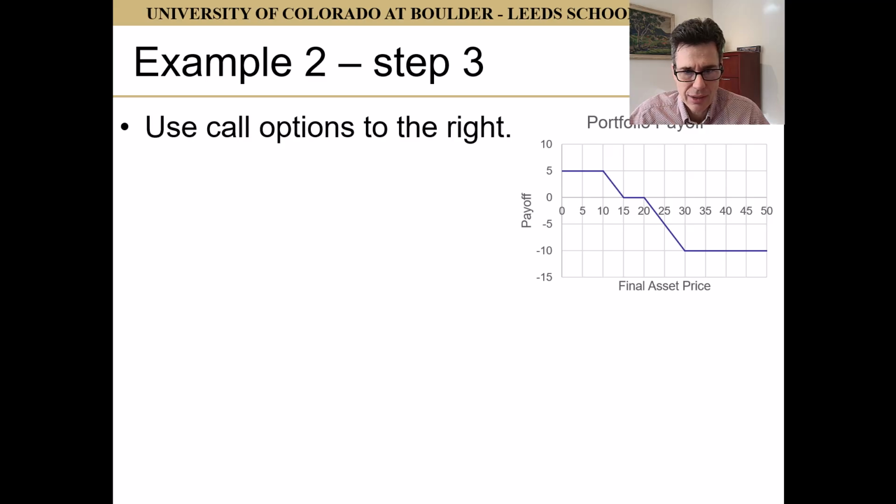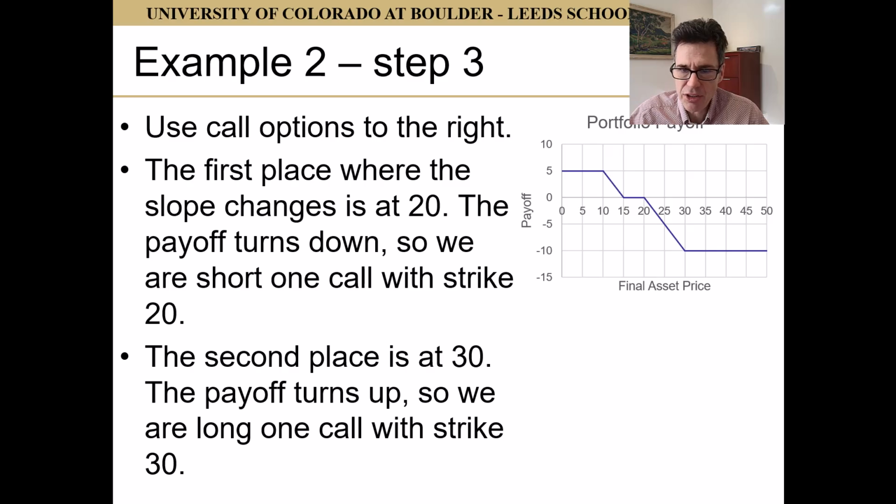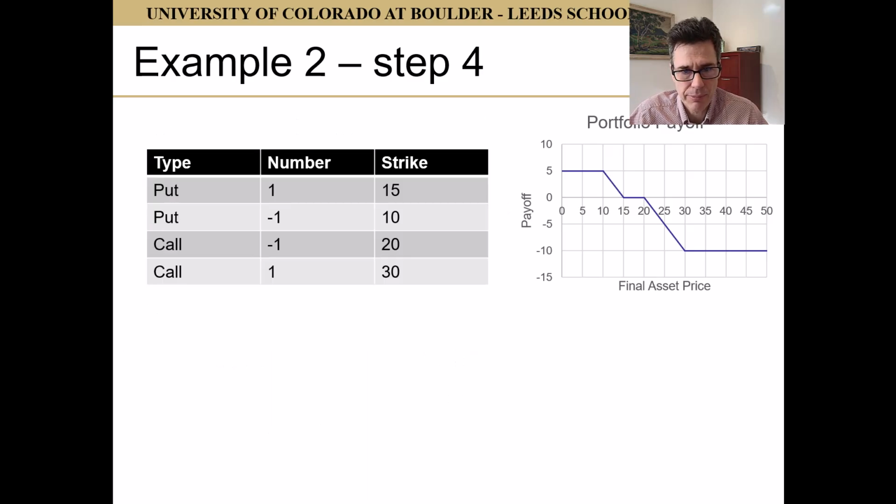Next, we're going to use call options going to the right. Again, we're starting in that 15 to 20 range because the payoff is 0. The first place where the slope changes is at 20, it turns down, so we're short a call with strike 20. The next place it changes is at 30, it turns up, so we're going to go long a call with strike 30. That gives us our portfolio. Long a put, strike 15, short a put, strike 10, short a call, strike 20, long a call, strike 30.